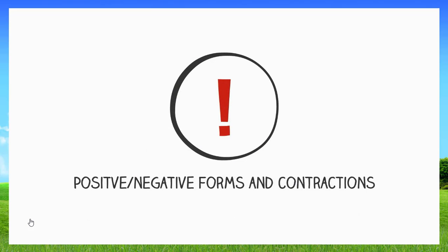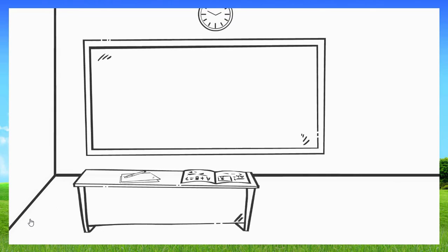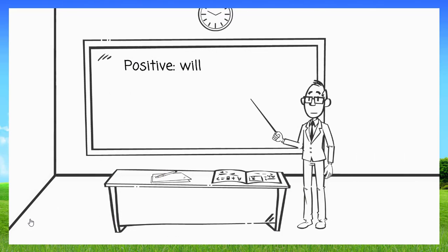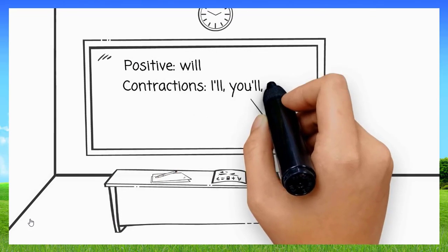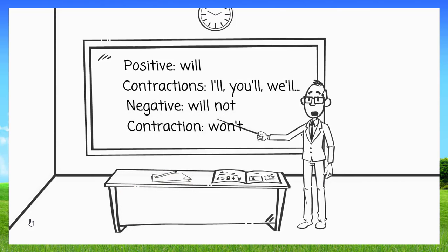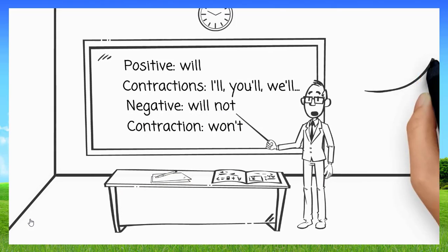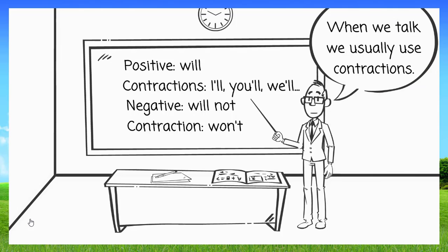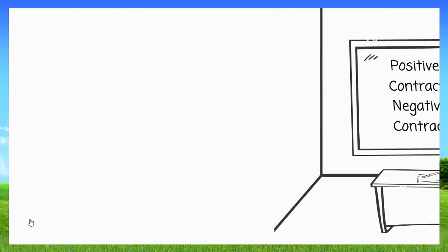Now, let's have a look at the positive and negative forms and their contractions. The positive is will. Examples of positive contractions are I'll, you'll, and we'll. The negative is will not. The negative contraction is won't. Now, when we talk, we usually use contractions.